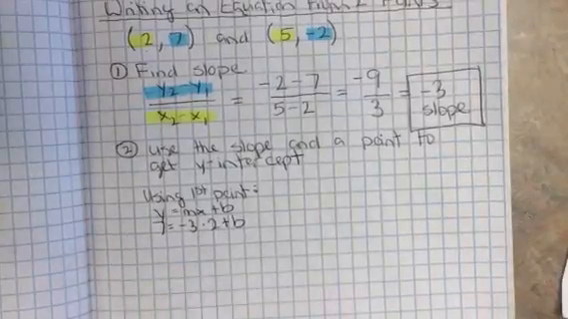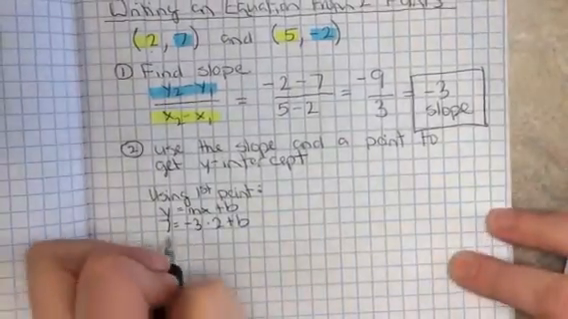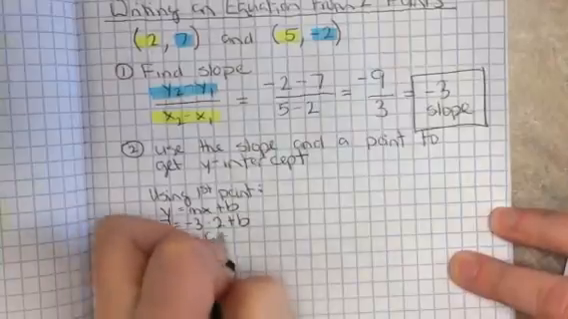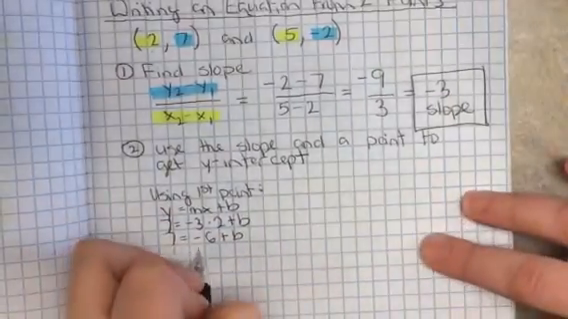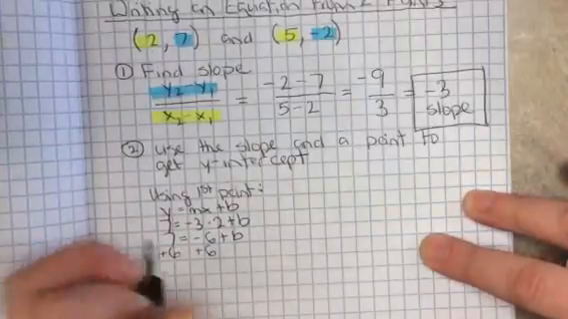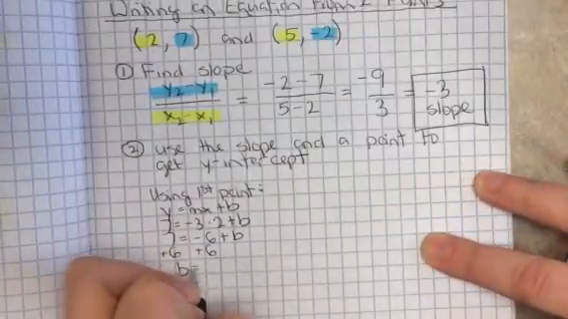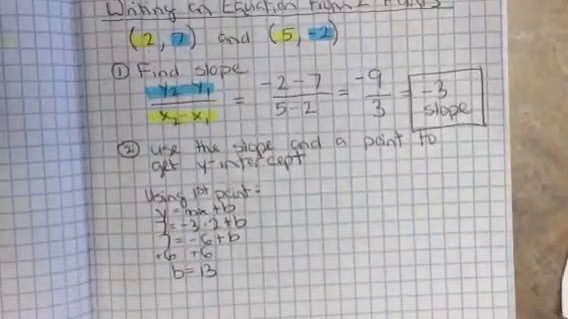Okay, negative 3 times 2. Negative 6. Okay. So there's our one-step equation. How are we going to solve it? We're going to add 6. So that means that our start value is 13, right?